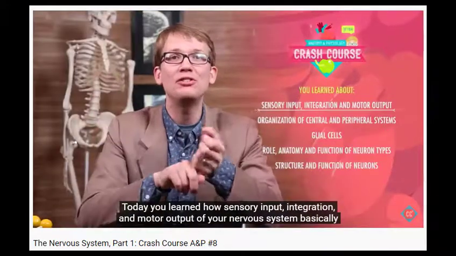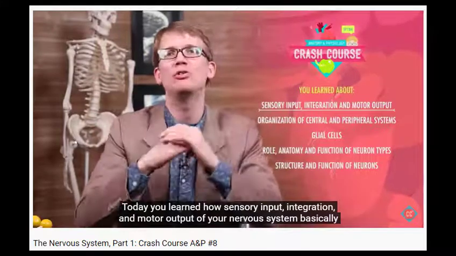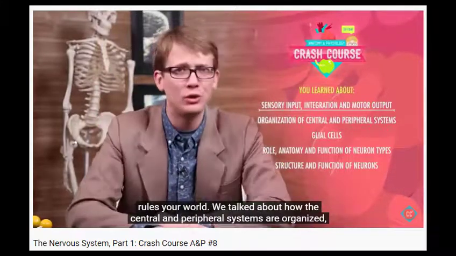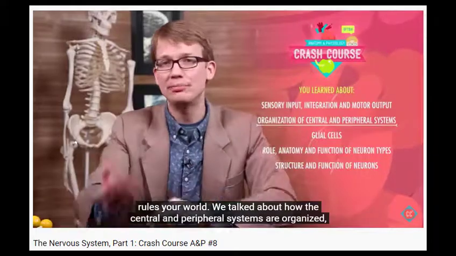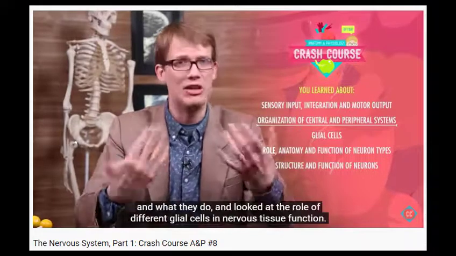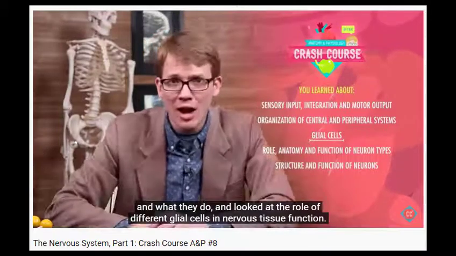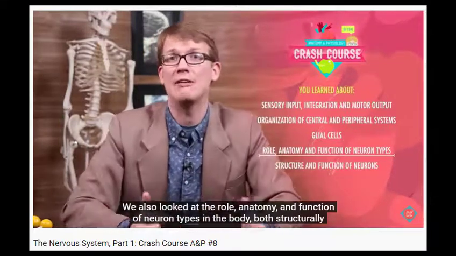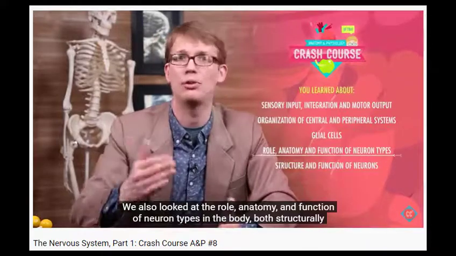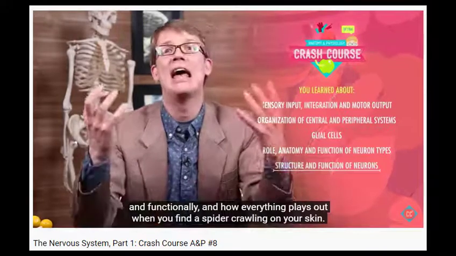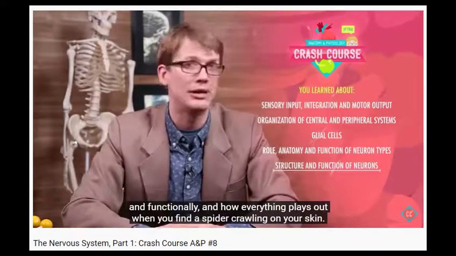Today, you learned how sensory input, integration, and motor output of your nervous system basically rules your world. We talked about how the central and peripheral systems are organized and what they do, and looked at the role of different glial cells in nervous tissue function. We also looked at the role, anatomy, and function of neuron types in the body, both structurally and functionally, and how everything plays out when you find a spider crawling on your skin.